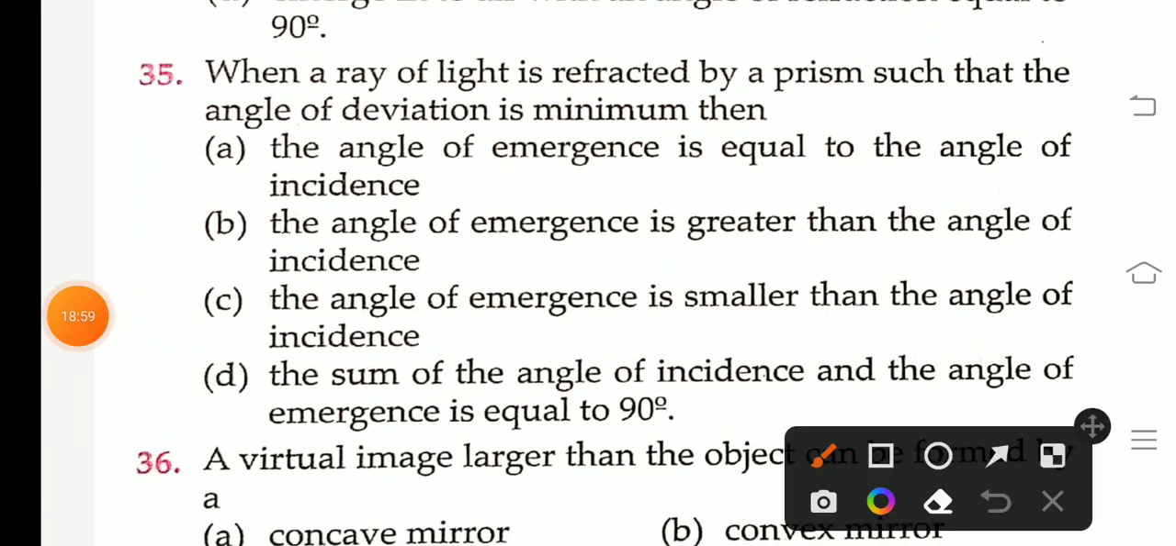Next, when a ray of light is refracted by a prism such that the angle of deviation is minimum, then... right answer option A, the angle of emergence is equal to the angle of incidence.